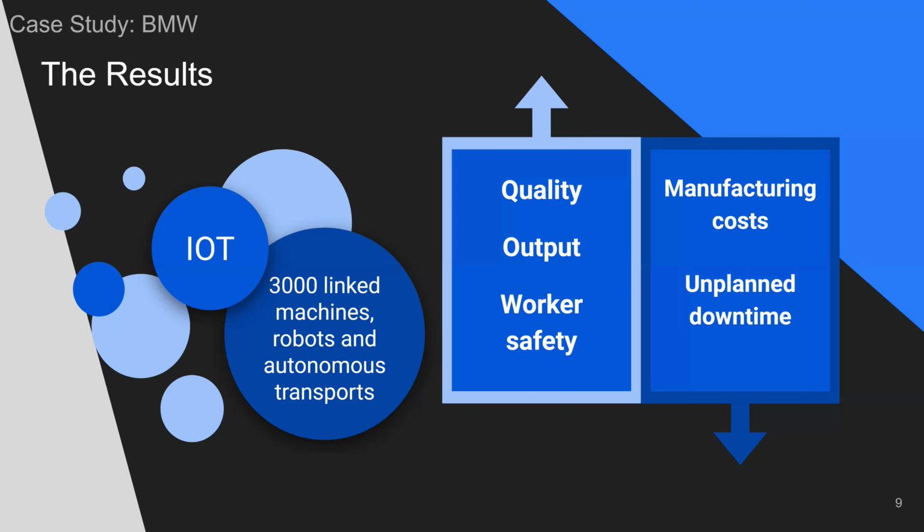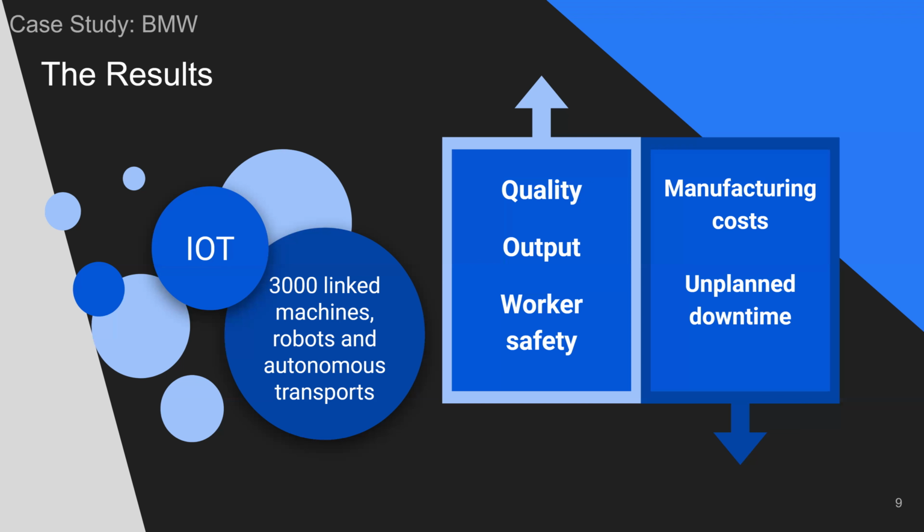Overall, that factory produced 320,000 products that year. This is made possible with the Internet of Things, which links all the parts that are currently going through the factory to the machines, to the workers. So there are currently approximately over 3,000 linked machines, robots, and autonomous transports in the Regensburg factory.